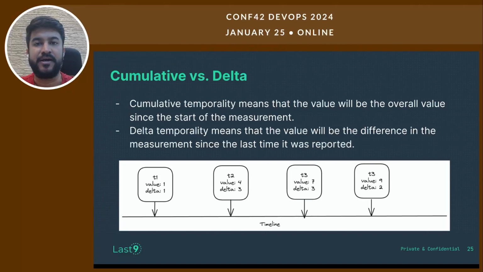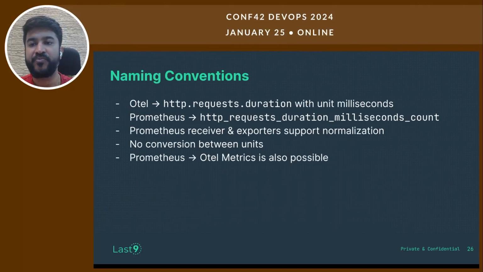In the case of delta temporality, if somehow you drop the samples, that means there is a data loss because you cannot really recover the values if certain labels or samples are dropped. But in the case of cumulative, that's not a problem because over a long time, rate and other functions can absorb the lossy values, and you don't have to worry about losing out on data.